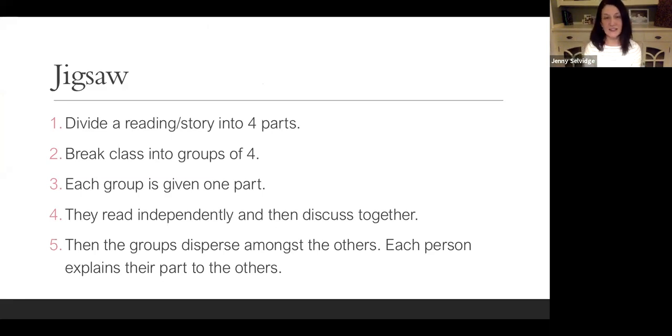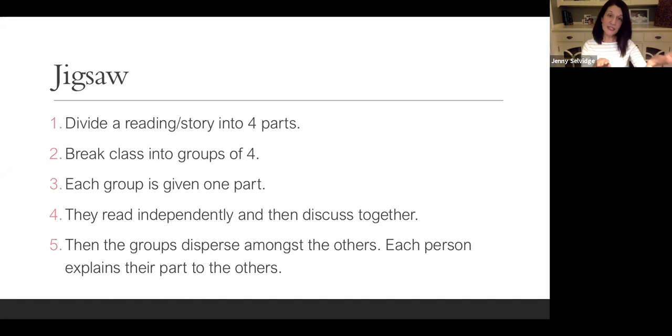So they have a reading that's new for them, and I divided it into 4. Let's say I had 16 students. I know that you have bigger classes than this, but for our example, I divided it into 4. So you have a reading in 4 parts. You break the class into 4 groups.